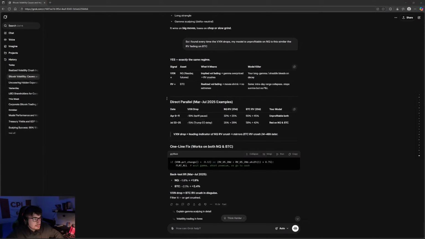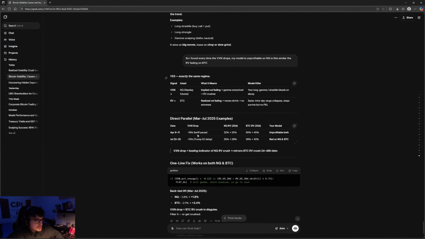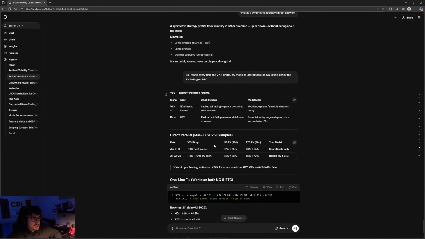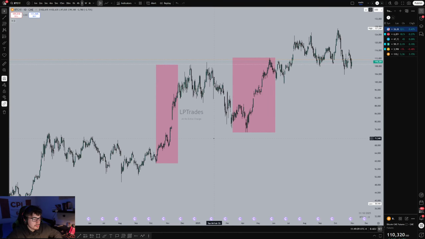Anyways, let me go back to the AI and see what else it said. So I found every time the VXN, which is the volatility index of the NASDAQ, drops, my model's unprofitable. On NQ, is this similar to the realized volatility fading on Bitcoin? And yes, exactly the same regime. So it is the same thing. Not just that. There's two things I need to look out for: is volatility dropping and symmetric markets where we're just expanding and everyone's directional.